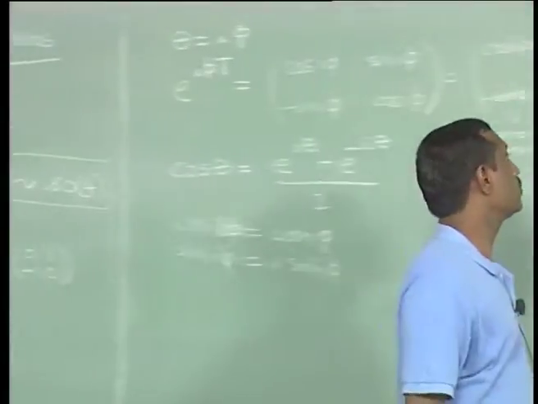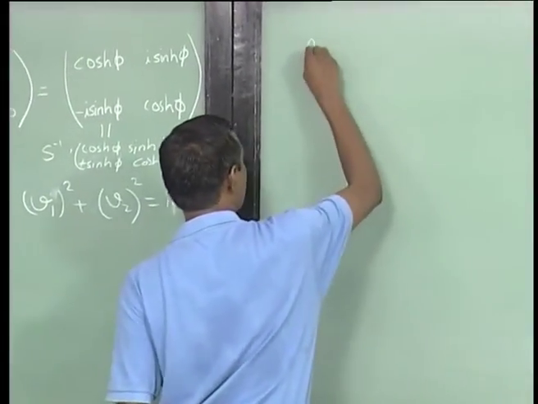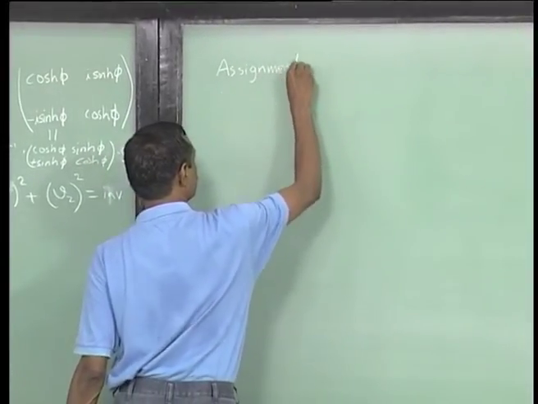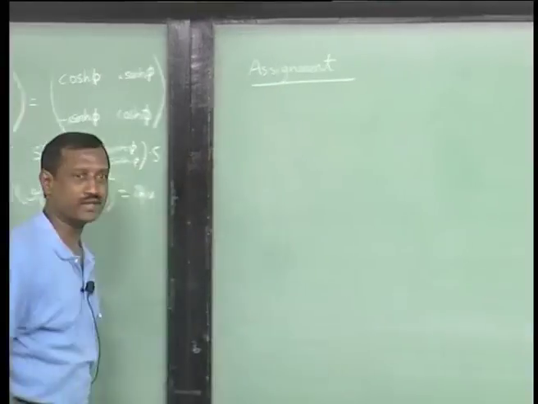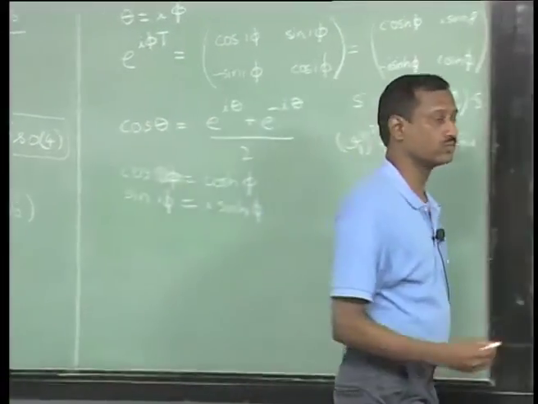Okay. So now the question is, in one of your assignments you have shown SO4 is 2 copies of SU2.